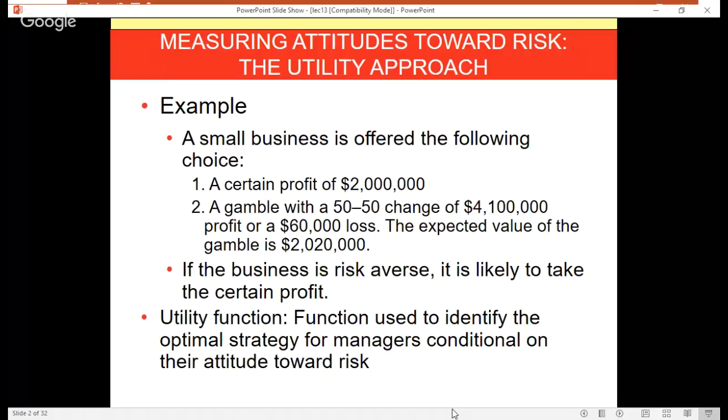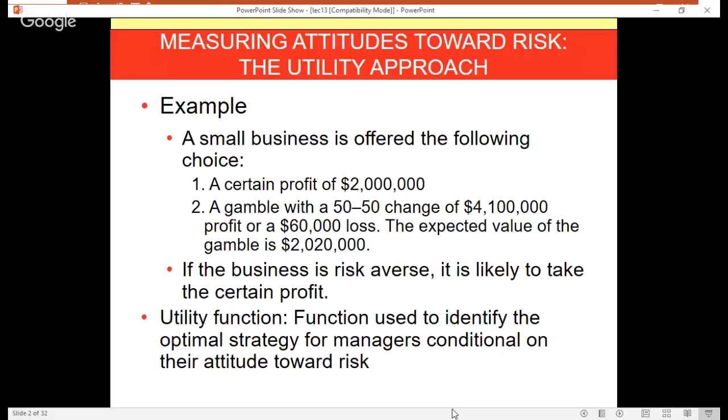Would anybody take the gamble where you can make the $4 million, but you have a possibility of losing $60,000? Okay, you're risk loving. Anybody else? Okay, risk averse. So basically here, if the business is risk averse, they're going to take the certain profit. If they're risk loving or even risk neutral, they would take the gamble.